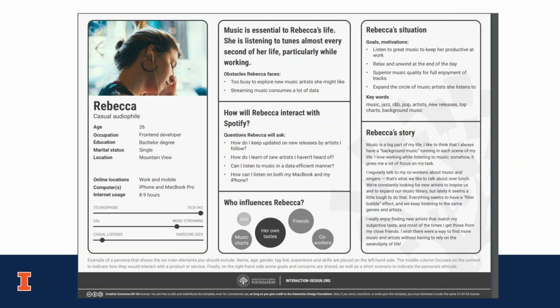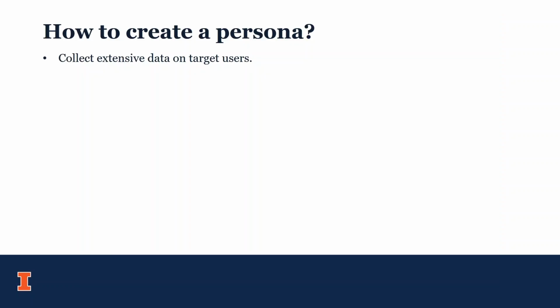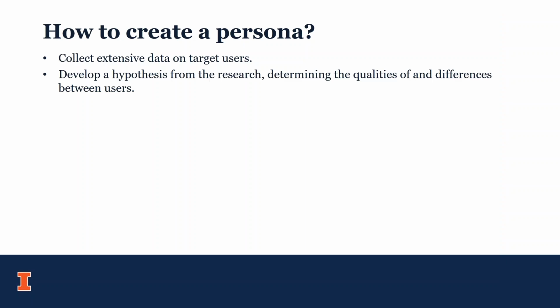So we highly recommend you going through this. And how you do this is just by collecting data on the target users that you think are the users. So maybe you want to design something for the elderly. Go and try to collect some data on what types of elderly live in nursing homes versus ones that live at home, and so on. And then develop a hypothesis from that research.